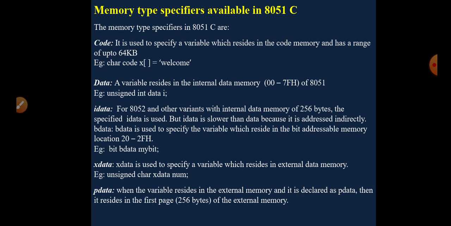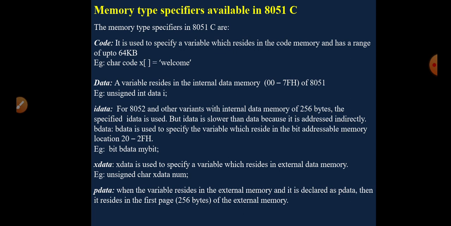Example: bit, that is a variable of type bit. Type declaration: bdata mybit. Mybit is a user defined variable name. So mybit is a variable of type bit, and it will be reserved one bit of memory in the internal bit addressable memory, that is having the address from 20 to 2F.